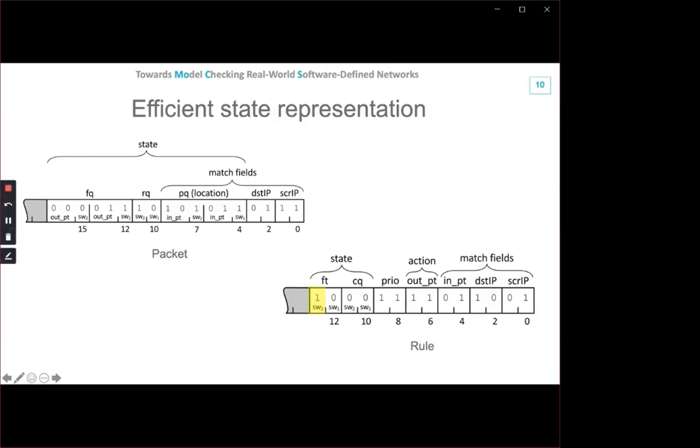Bit packing is another state representation optimization. We reduce the size of each recorded state by employing bit packing using the 32-bit integer type supported by UPPAAL. We then perform bitwise operations for the entries in the packet and rule indices, as well as for the packets and rules themselves.